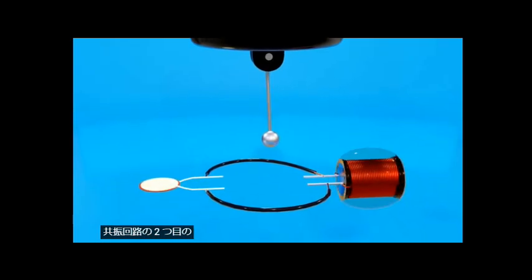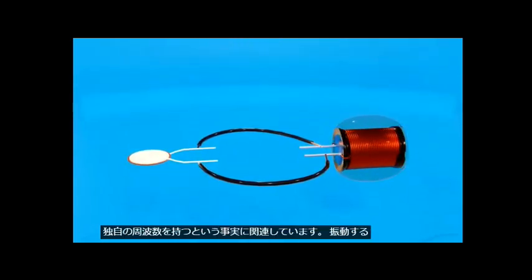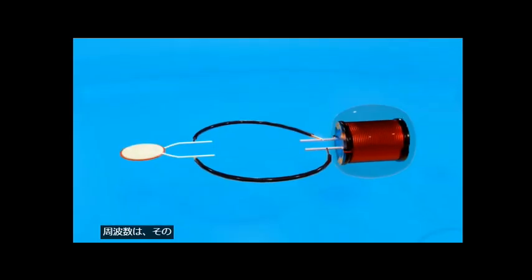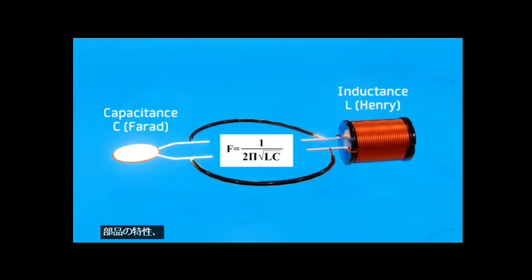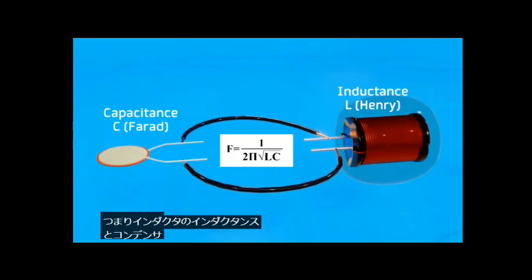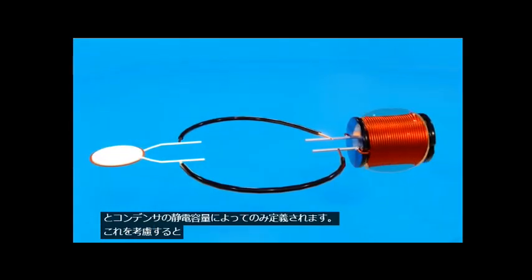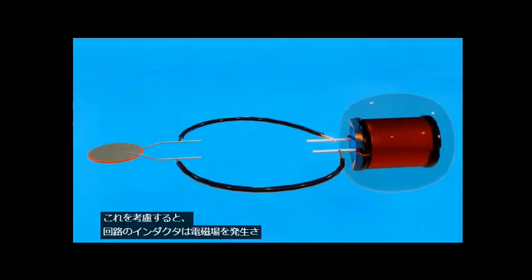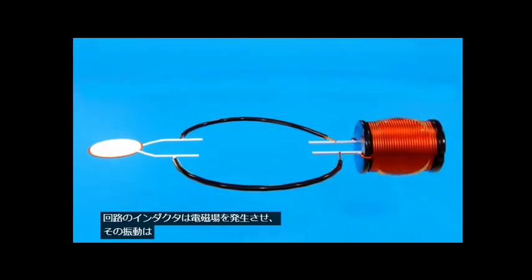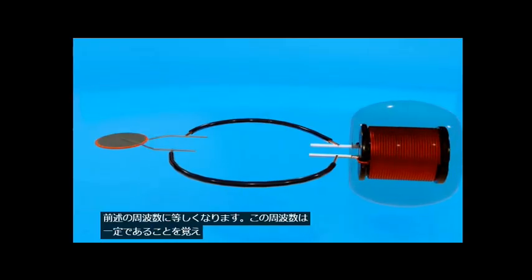The second benefit of resonance circuits is linked to the fact that they have their own frequency at which they oscillate, which is defined only by characteristics of its components. That is to say, the inductance of the inductor, and the capacitance of the capacitor. Taking this into account, the inductor of the circuit will generate an electromagnetic field whose oscillation is going to be equal to said frequency, which, let's remember, is constant.